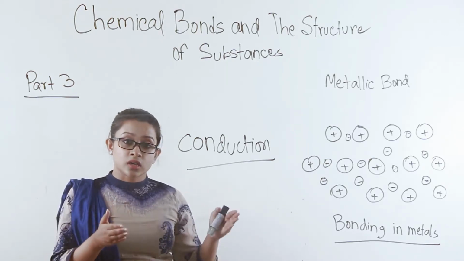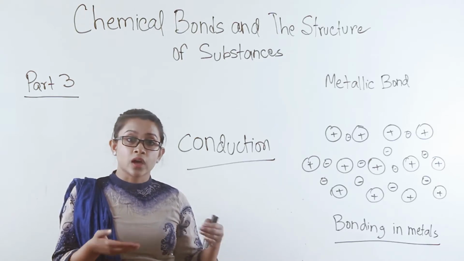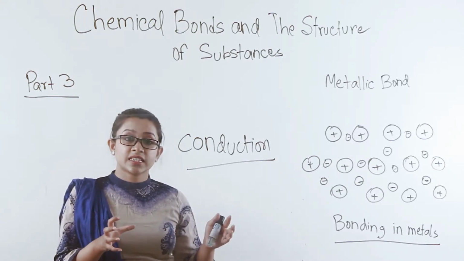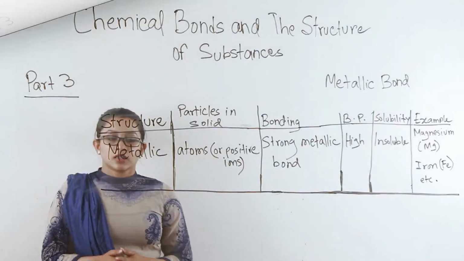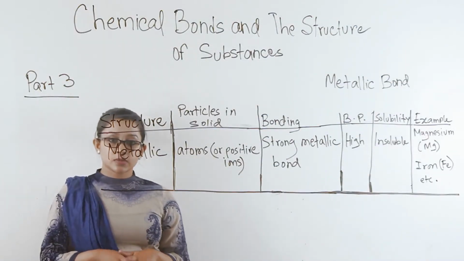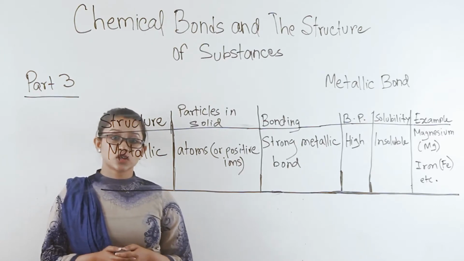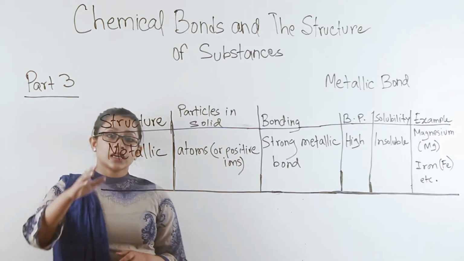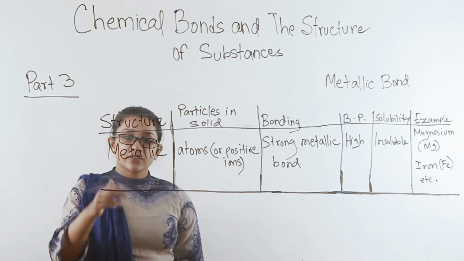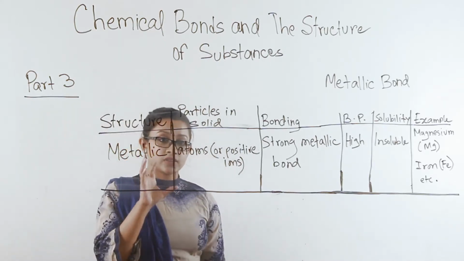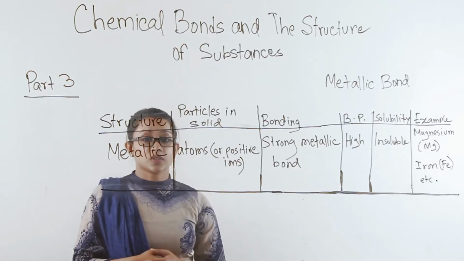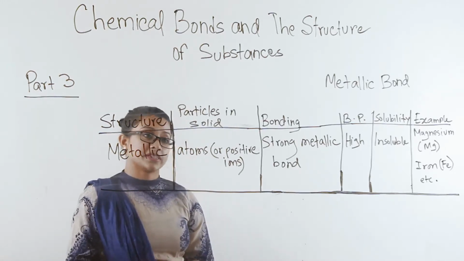Now I will construct a table for you, allowing you to see the different advantages of a metallic bond. As you can see, this table summarizes some of the key features of a metallic bond. In here we see if the structure is metallic, the particles that are found in the solid are atoms or positive ions, metal atoms or positive ions.